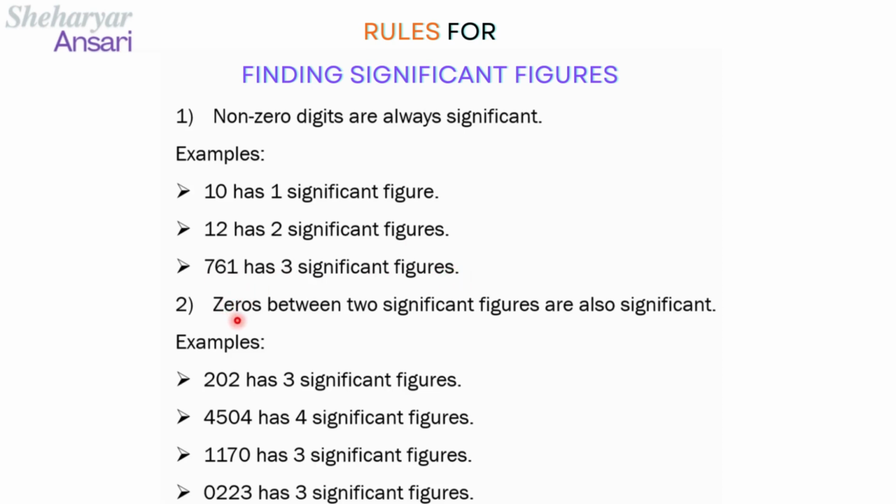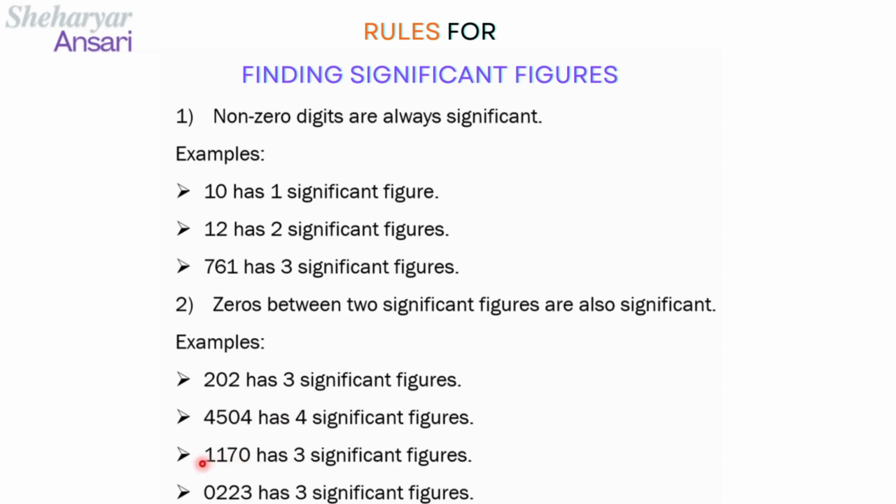Rule number 2 says zeros between two significant figures are also significant figures. Means if a zero comes between any two non-zero digits, it is a significant figure. So this rule says that if a zero is placed between two non-zero digits, this zero will count as a significant figure. So there are three significant figures. This zero is placed between 5 and 4, so this zero will also count as a significant figure. So there are 1, 2, 3, 4 significant figures.